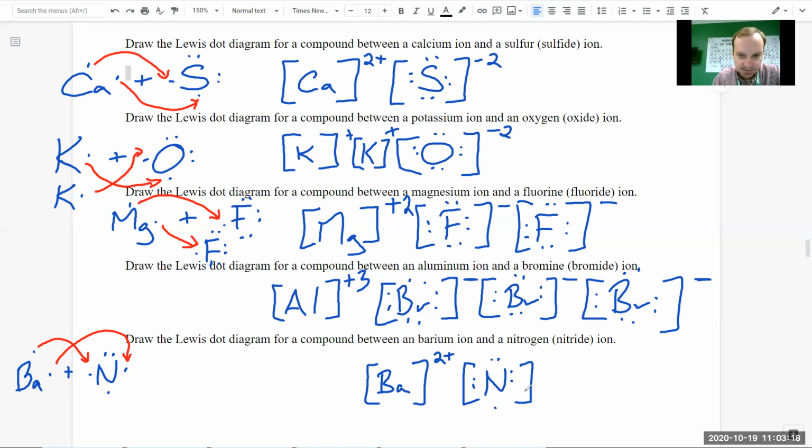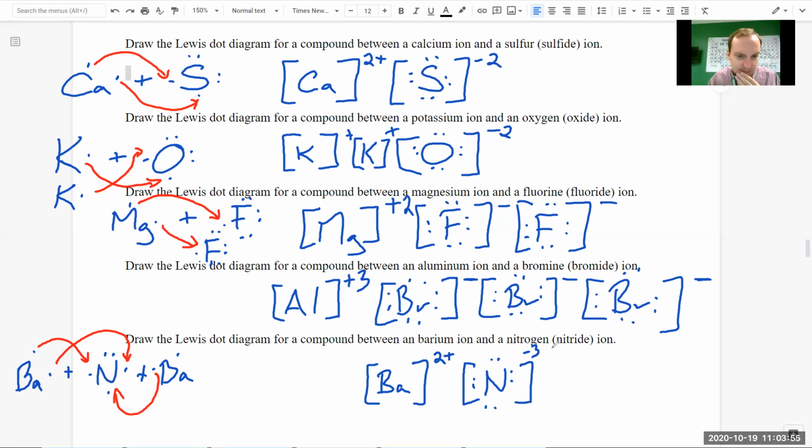If nitride has 7 but needs 8, I'm going to need another barium. So let's add another barium. Barium again has 2. If we move this one down here, then my nitride is full. Okay, so that's good. My nitride is now full. There's the second dot, and that's going to give it a -3 charge because, again, we had to take 3 electrons from 2 different barium atoms to fill its octet outer energy level.